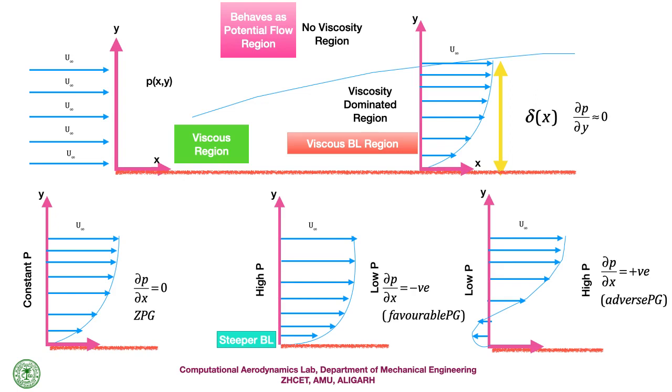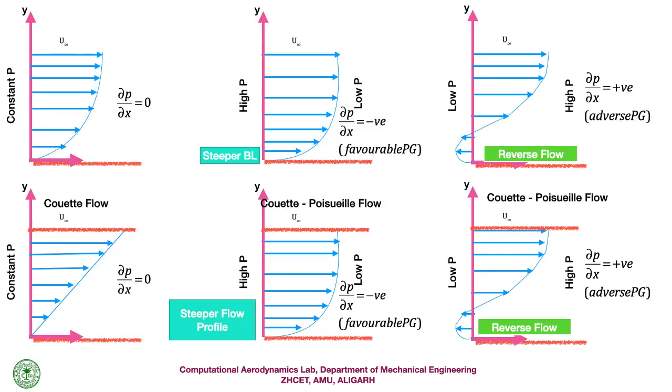Now, this is not what we have seen. Let us compare with the exact solution behavior, which I have already shown to you. In our second unit lecture, we have covered this part, like in a Couette flow, and I am just comparing the velocity profiles for the Couette flow and Couette-Poiseuille flow with the boundary layer flows. If the pressure gradient is 0, that is constant pressure, then the flow will be only Couette flow, not the Couette-Poiseuille flow.